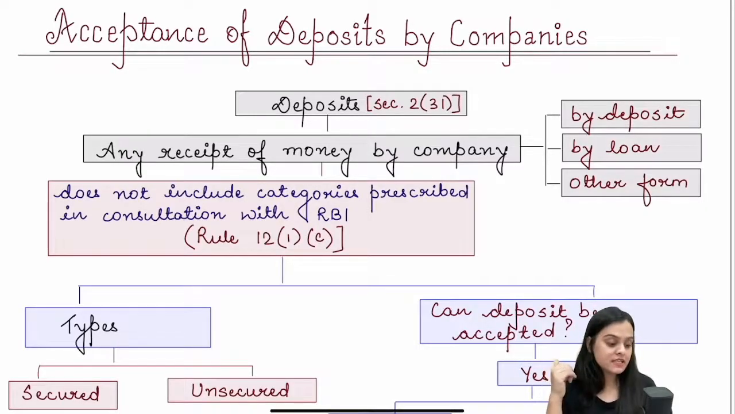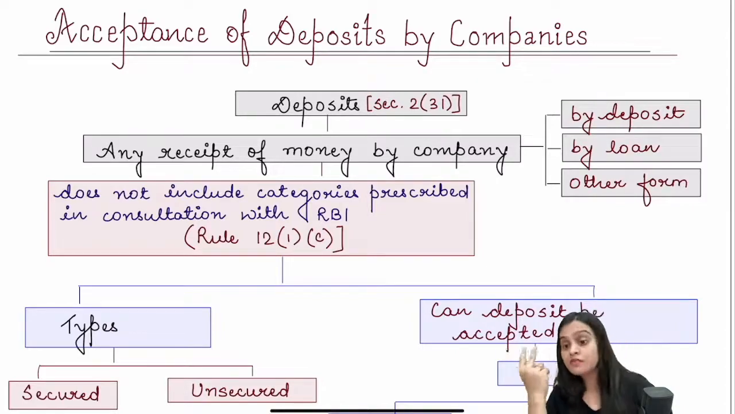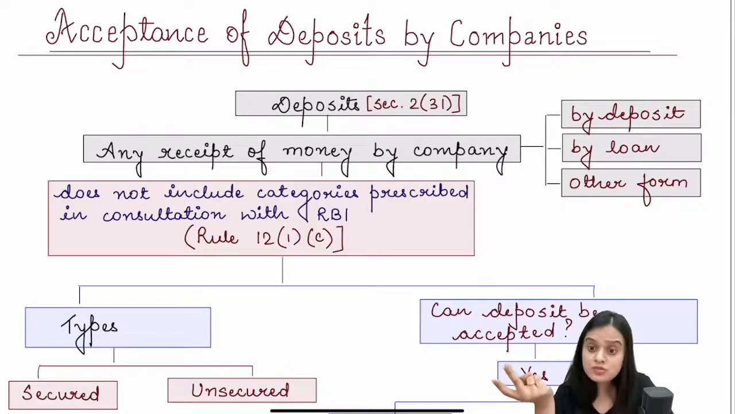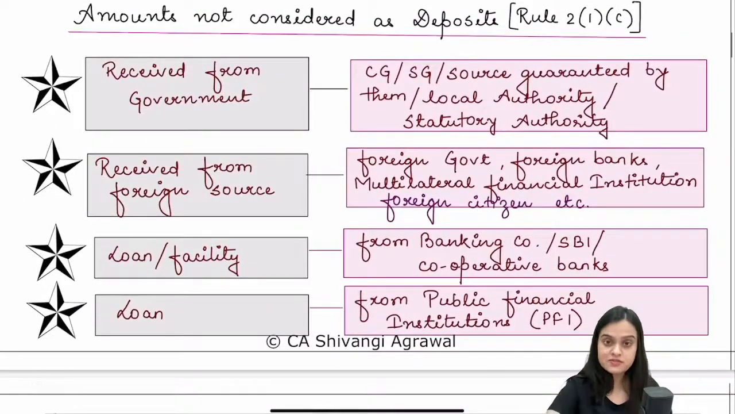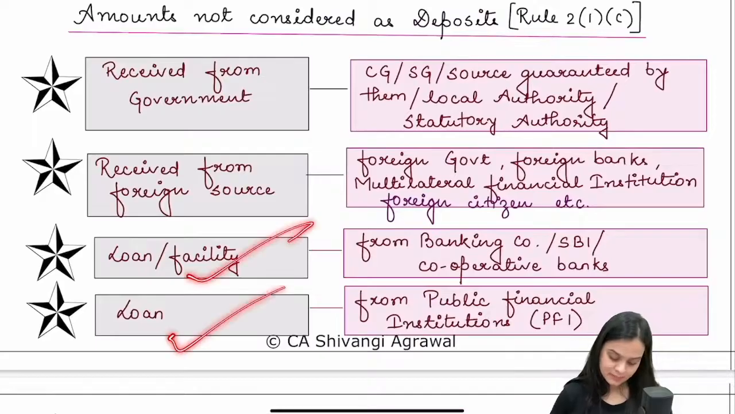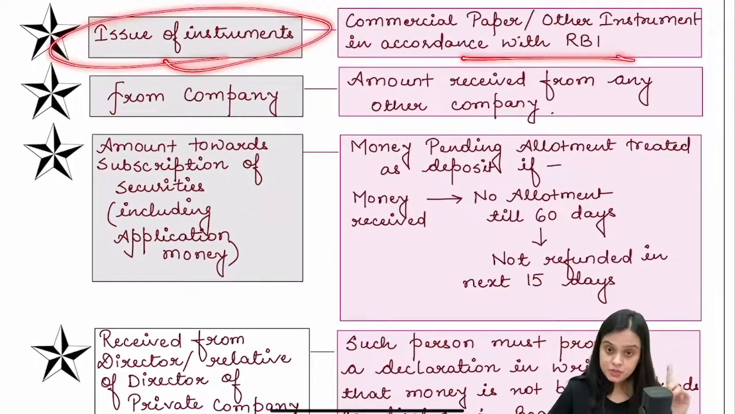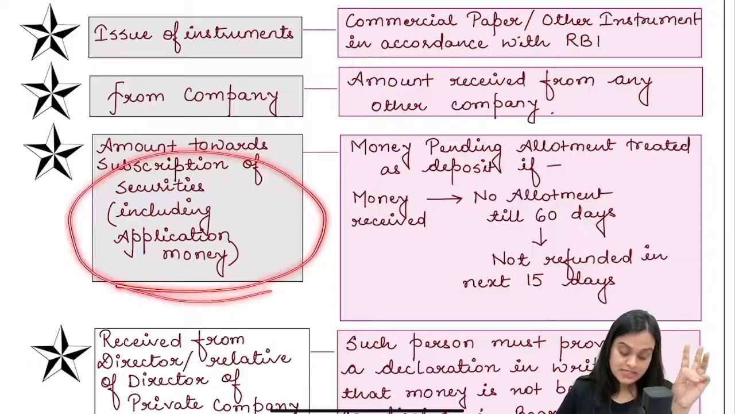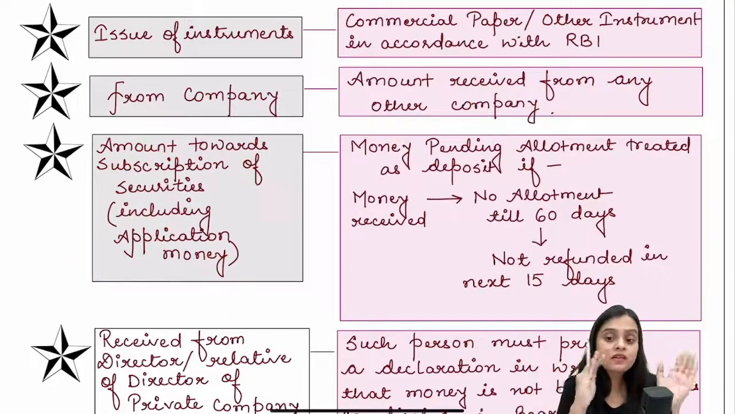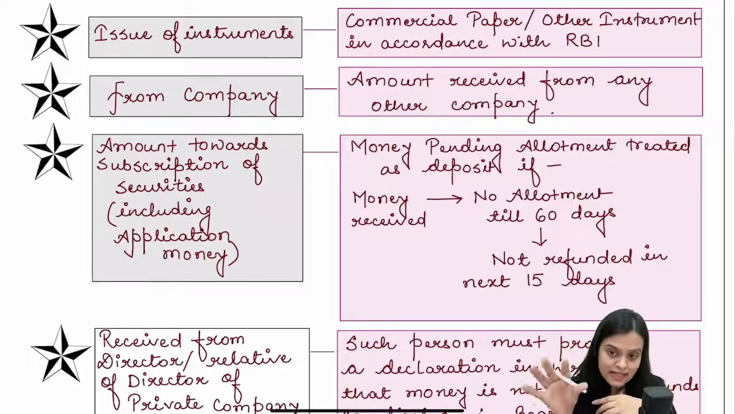That means if you receive amount from government, it's regulated by government, so not deposit. If it is through some foreign source, it is regulated by FEMA, RBI approval and all that, so it's not deposit. If it is from banks, it is not deposit. See, we have certain prescribed categories of receipt of money, which are not deposit. So any type of loan, any type of instrument that you issue in accordance with RBI, you take some money from another company, you take some application money which you're bound to either refund or make an allotment. If you receive money and you don't make any allotment within 60 days, it has to be refunded in next 15 days, right?